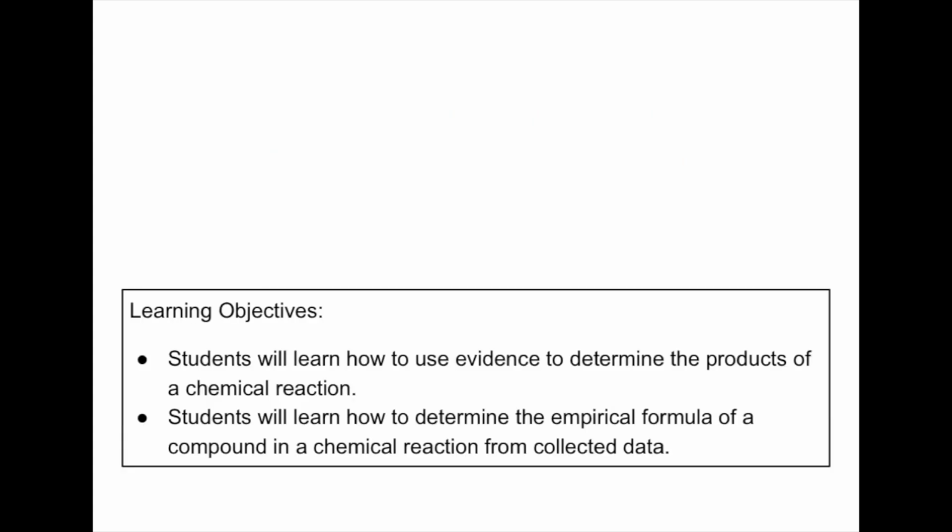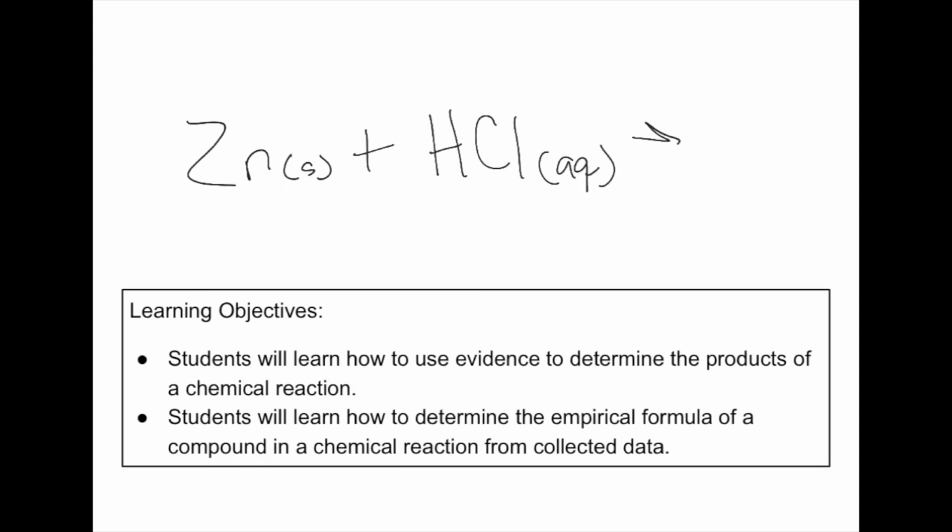So what we're going to be focused on over the next couple of days is a very specific chemical reaction. And we have two objectives in mind while we're working with these particular reactions. The actual reaction that we will be looking at involves solid zinc metal along with aqueous hydrochloric acid. Okay, and so the first learning objective for this lesson will be that students will learn how to use evidence to determine the products of a chemical reaction.